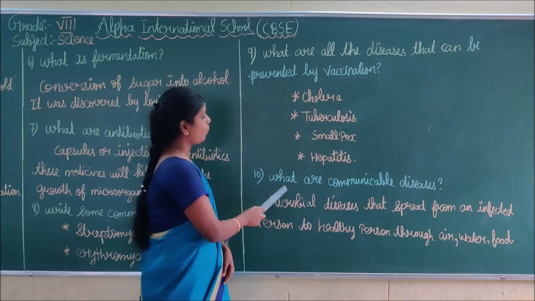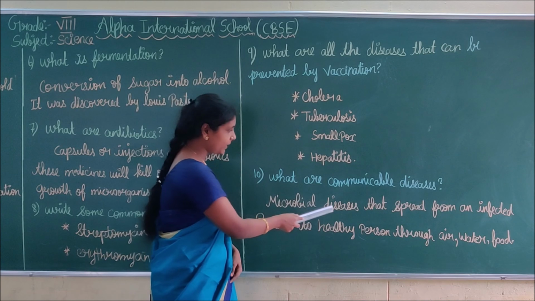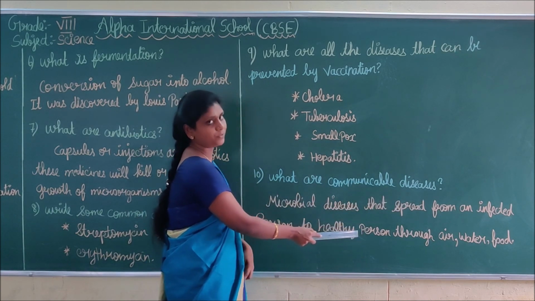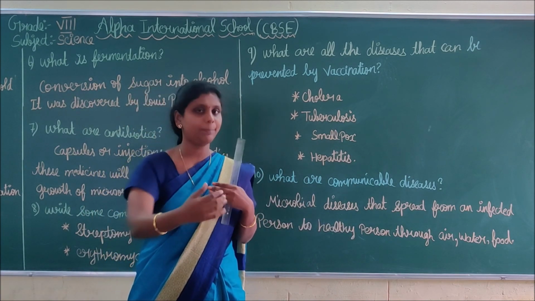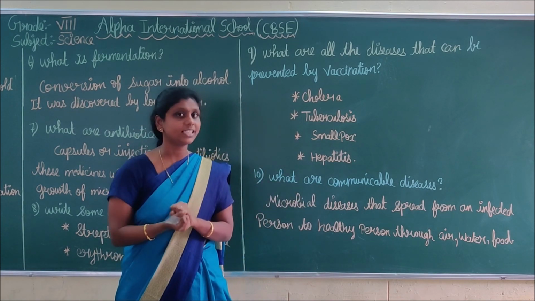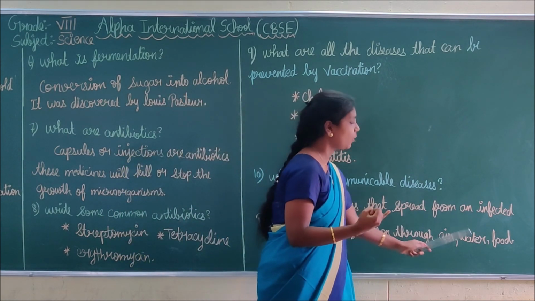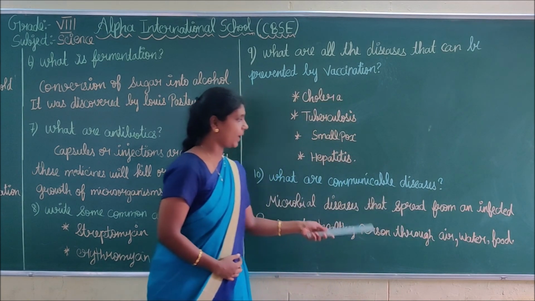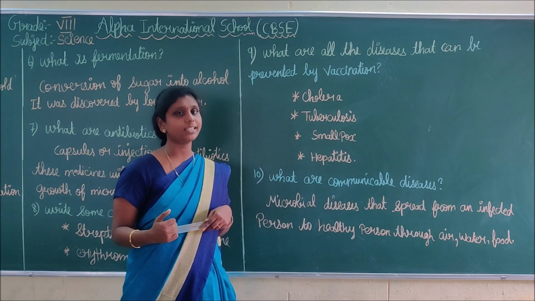Yes. Next, what are communicable diseases? Microbial diseases that spread from an infected person to a healthy person are called communicable diseases. How can this communicable disease spread? Yes, it can spread through air, water and food. By this way, communicable disease will be spread. Do you understand what is a communicable disease?